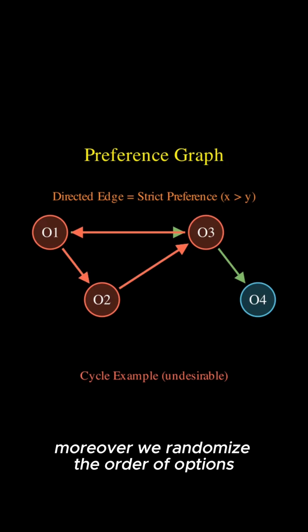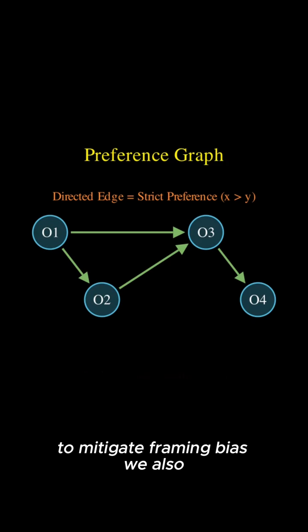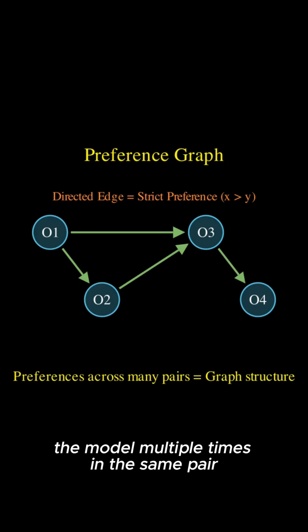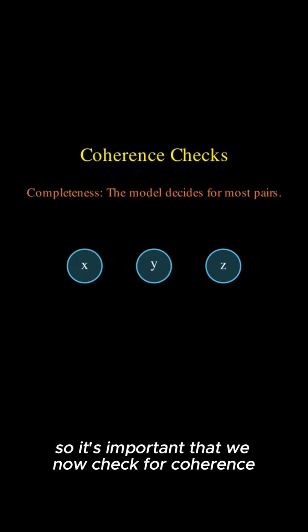Moreover, we randomize the order of options, sometimes testing A versus B or B versus A, to mitigate framing bias. We also sometimes prompt the model multiple times on the same pair to detect if there's any variability in its answers. What we're left with is basically a big set of preferences that the model has told us. So it's important that we now check for coherence.